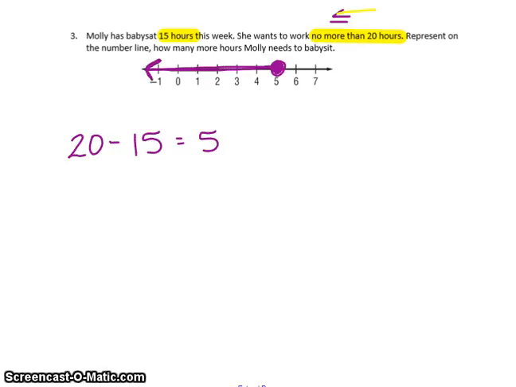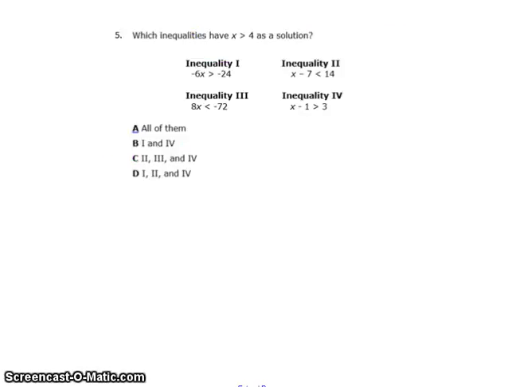So number 4 is just like this one. It's a practice problem. So let's go to number 5. Number 5 says which inequality has x is greater than 4 as a solution. So what I have to do is I have to solve each one of these.